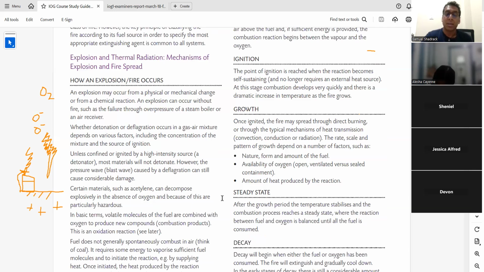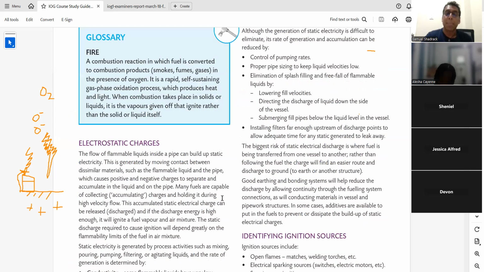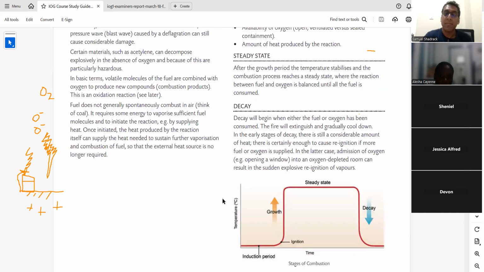Decay. I think I went a bit too fast. So decay will begin when either the fuel or oxygen has been consumed, the fire will extinguish and gradually cool down. In the early stages of decay, there is still a considerable amount of heat. There is certainly enough to cause reignition if more fuel or oxygen is supplied. In the latter case, admission of oxygen, opening a window into an oxygen-depleted room, can result in a sudden explosive reignition of vapors. But that's if that's what they're talking about.